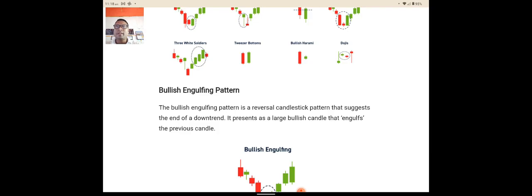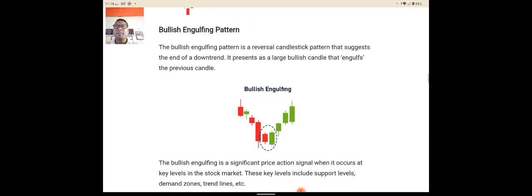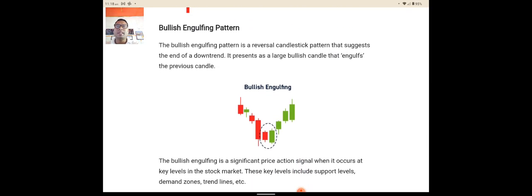Bullish engulfing pattern. The bullish engulfing pattern is a reversion candlestick pattern that suggests the end of a downtrend. It presents as a large bullish candle that engulfs the previous candle.